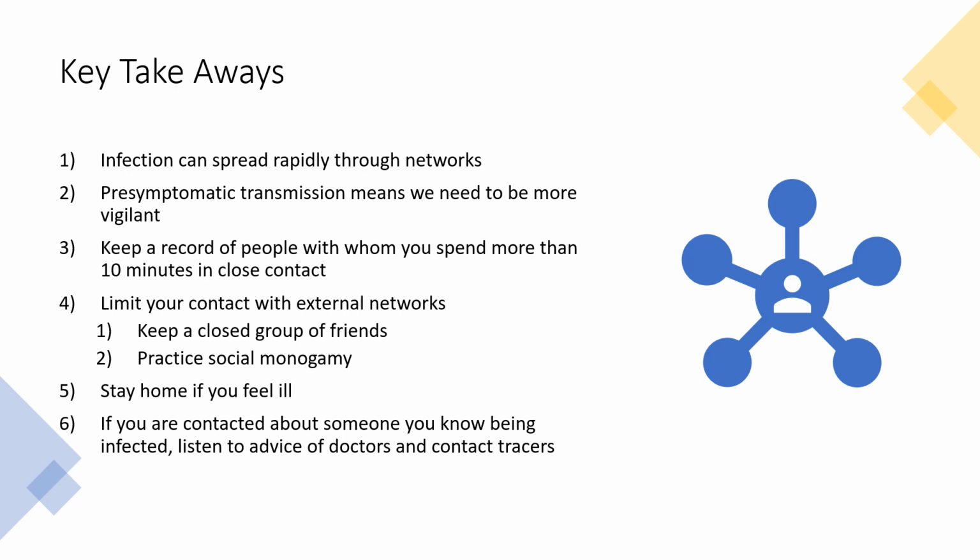It's also important that we start to limit our contact with external networks. You want to keep a closed group of friends and practice social monogamy. I've heard some people referring to the small cluster of people that they're spending time with as their quarantine. I think that's a really good idea, especially moving forward. We don't need to continue being socially isolated from one another, but we don't want to go back to a situation where you as an individual are going to hang out with 5 or 6 different friend groups.